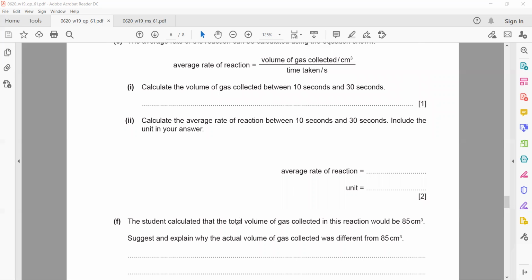The student calculated that the total volume of gas collected in this reaction would be 85. Suggest an explanation why the actual volume of gas collected was different from 85. The student suggested that 85 cm cube of gas should be collected, but in the practical he's not collecting 85 cm cube of the gas. What might be a reason?